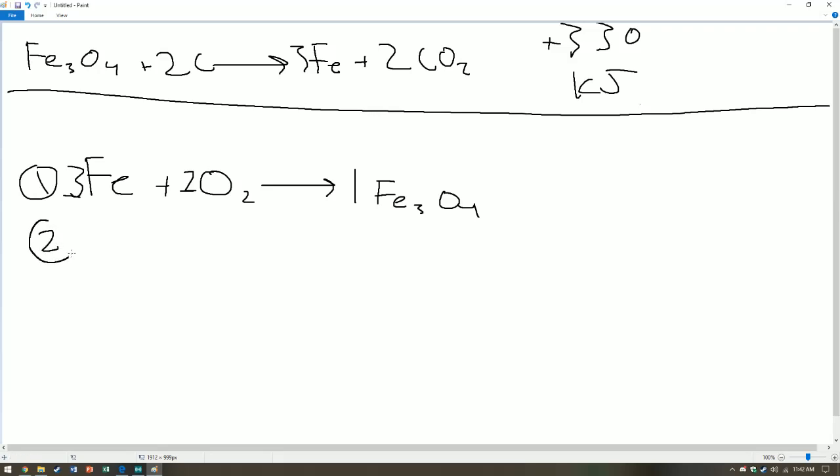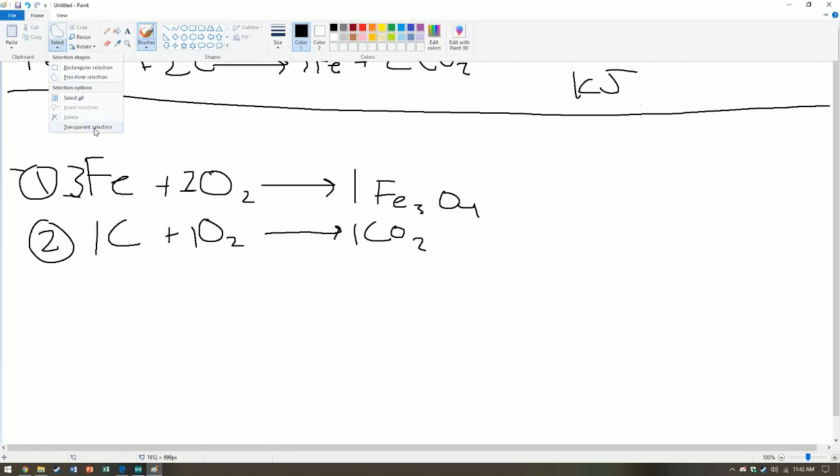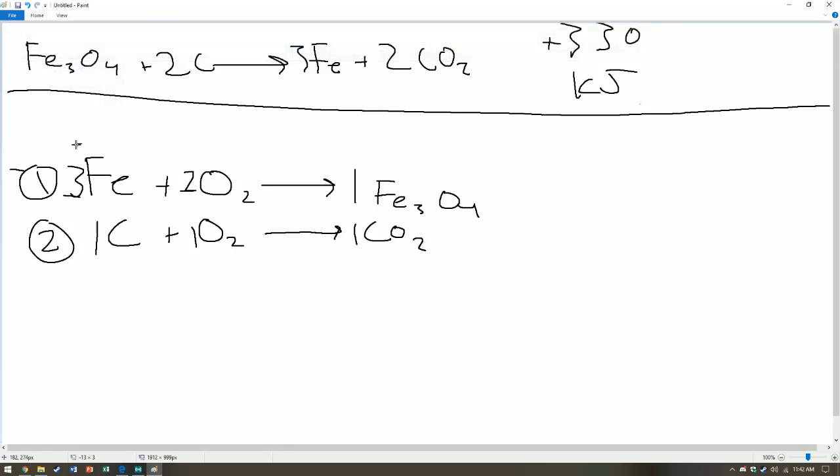Equation number 2 would be C plus O2 yields CO2, and this is fixed at 1 mole of compound from its constituent elements, and it happens to be that these happen to be balanced. And so let's add them up in such a way so that we can get our delta H. Now it looks like this first one has to be flipped, so I'm going to attach a minus sign there and flip the reaction around.